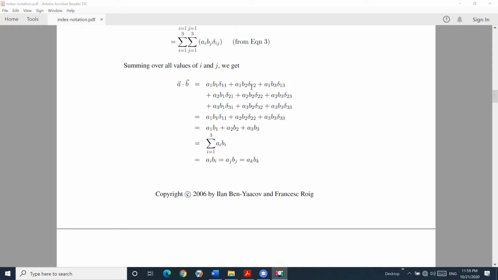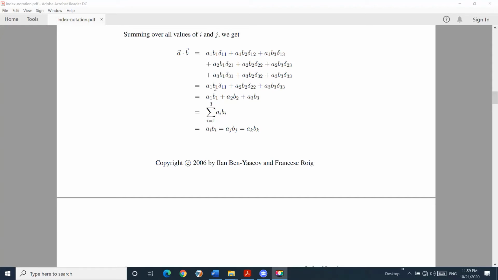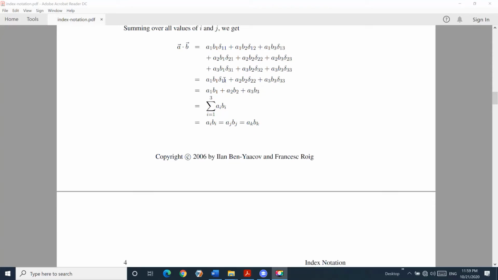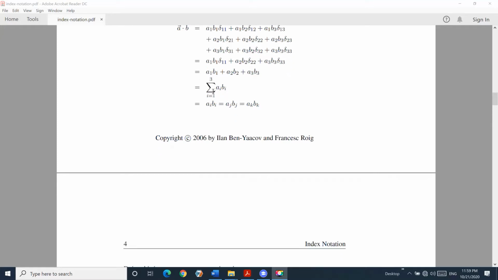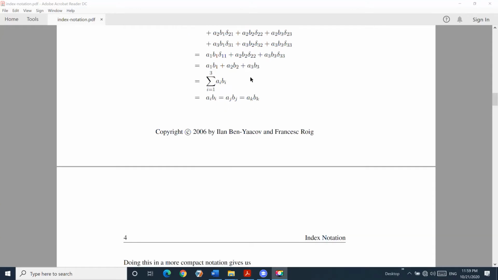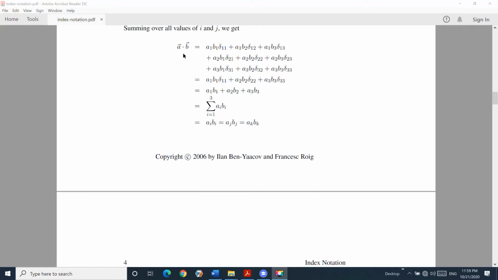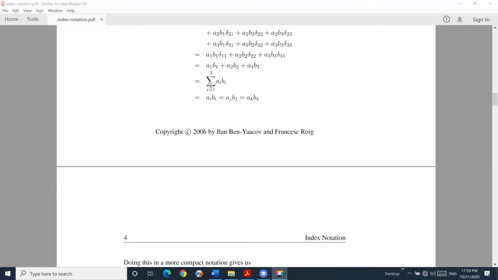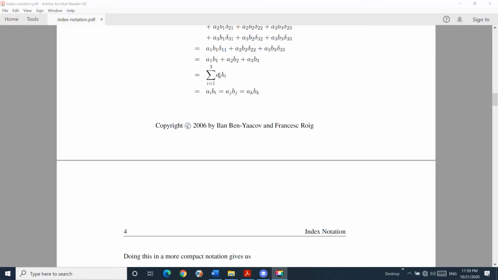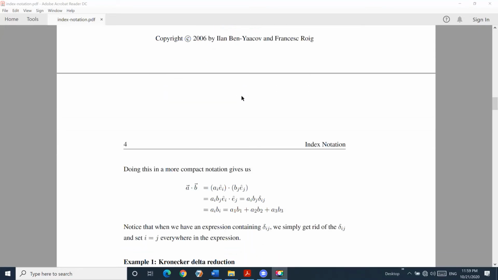If i and j are not equal to 1, we know from the above that they give 0. So we have 1, 0, 0, 1, 0, 1, 0, 0, 0, 1. We just have the final three values, which give 1, 1, 1. As a result, what is left is a1 b1 plus a2 b2 plus a3 b3, which gives us the dot product between the vectors a and b. And so we can write the dot product between a and b in this closed form, or in this form, in any case.